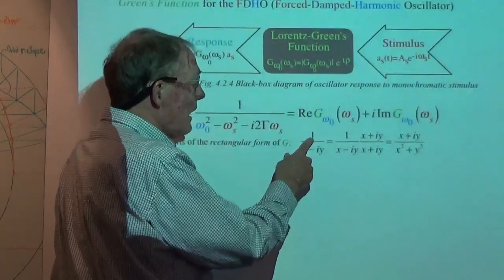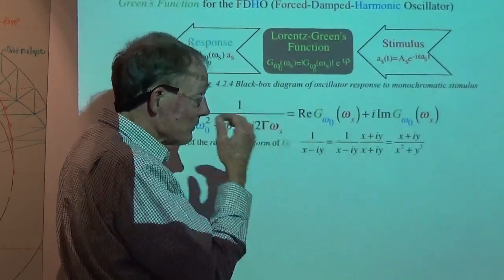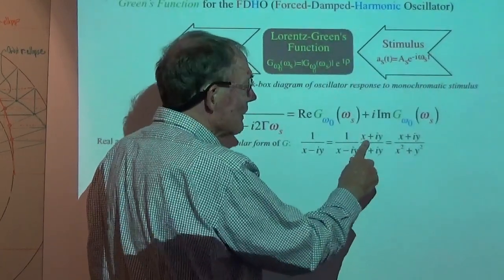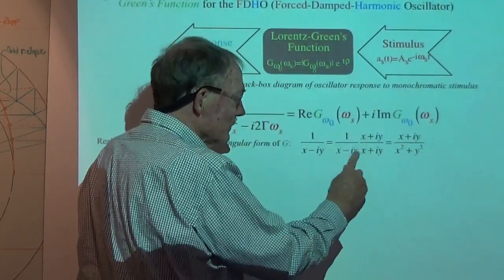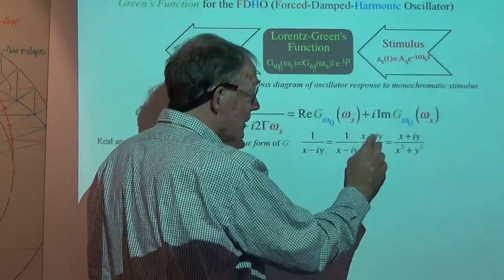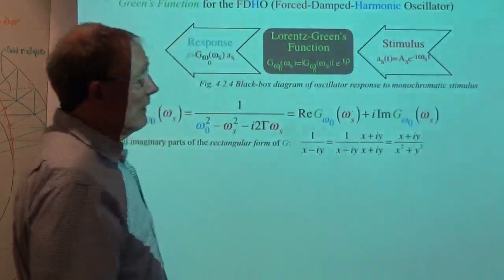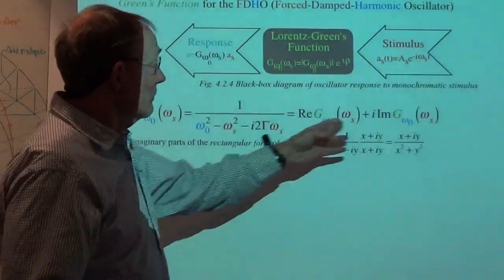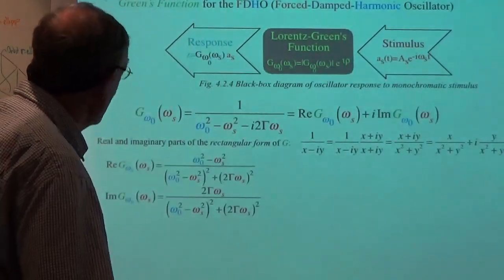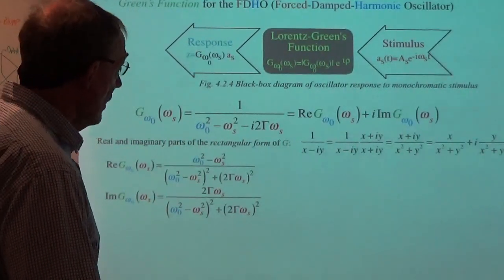So I need to know how to take 1 over a complex number. And we already went through this in chapter 11. But what you do is you multiply numerator and denominator by the conjugate of this so that you get a real thing in the denominator. And then you end up with this thing, which is the same as this thing, but with a sign change on the imaginary part. So that's all I'm going to do. And that gives you the complete real part solution, real and imaginary part solutions to Green's way of doing this.